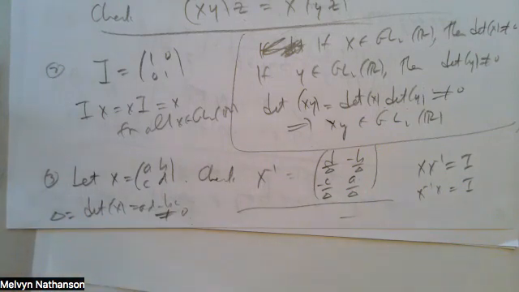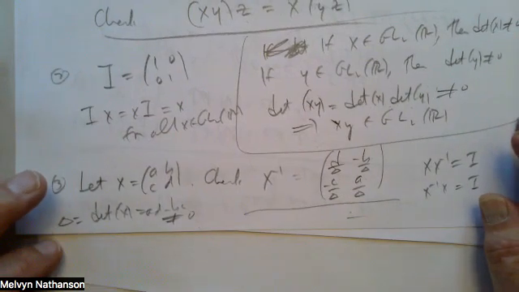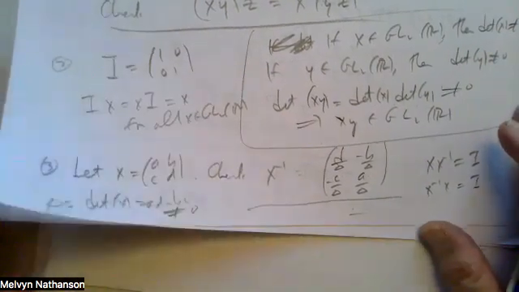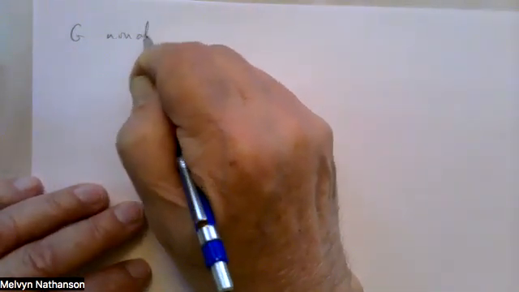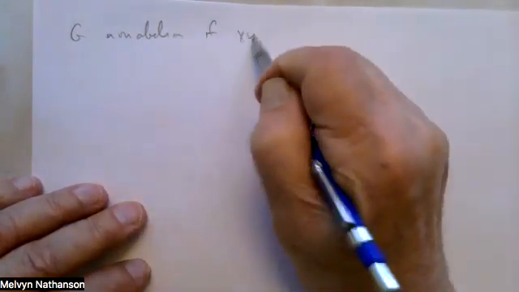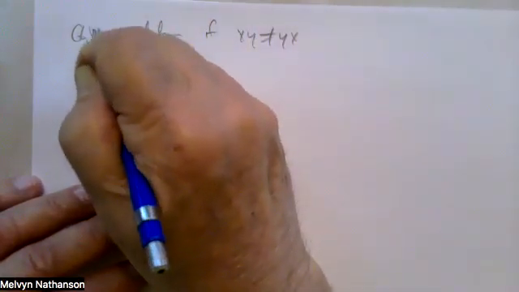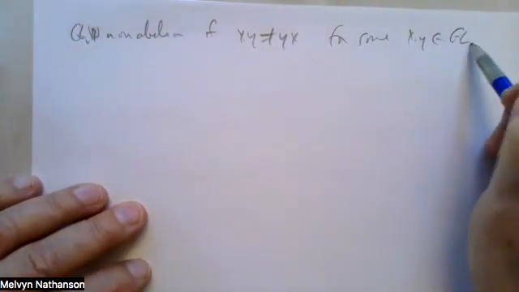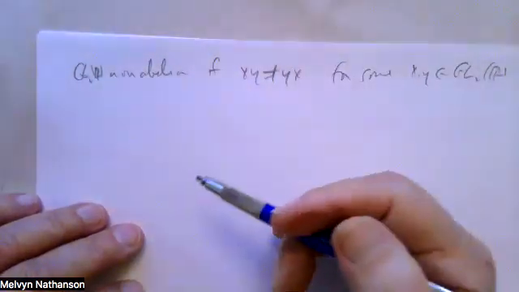So this is a group. It's a set of matrices closed under multiplication that contains the identity and the inverse of each element. And how can I show this is non-abelian? Well, G is non-abelian if xy is not equal to yx. So this is GL2R. If for some, not for all, but for some x and y in the group.